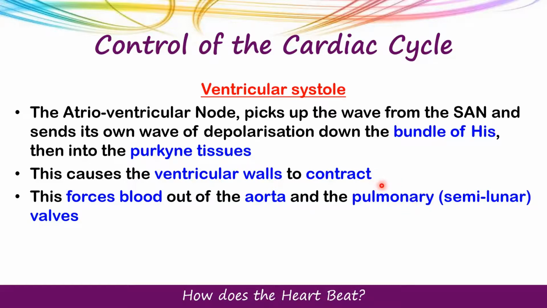So in atrial systole, the sinoatrial node sends waves and causes the atrial contraction, and the blood flows into the ventricles, both right and left. In ventricular systole, the atrioventricular node picks up the wave from the sinoatrial node, then starts its own wave of depolarization, sends it down the bundle of His, and then to the Purkinje tissue. This causes the ventricular walls to contract and forces the blood out of the aorta and the pulmonary valves.